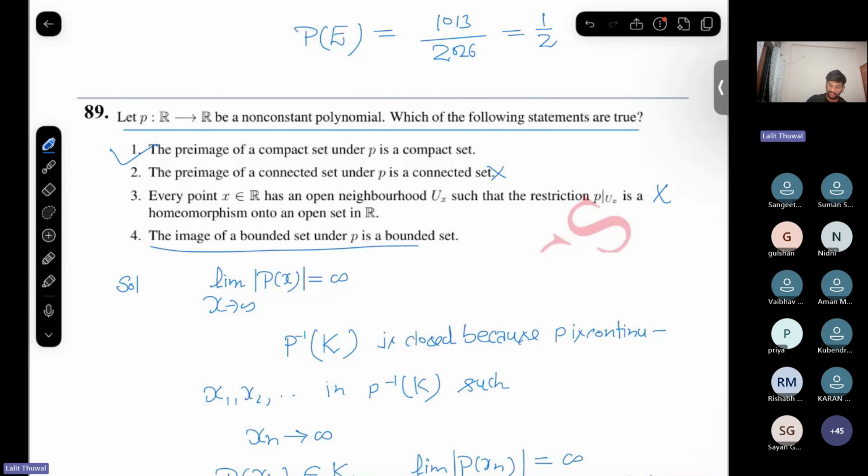The image of a bounded set under P is a bounded set, that is correct, because it holds for every continuous map from R to R. That's not very difficult, right? Because every bounded set is contained in a compact set, and the image of a compact set is compact. Okay. So the image of a bounded set will come out to be bounded. Okay, clear? Any questions?